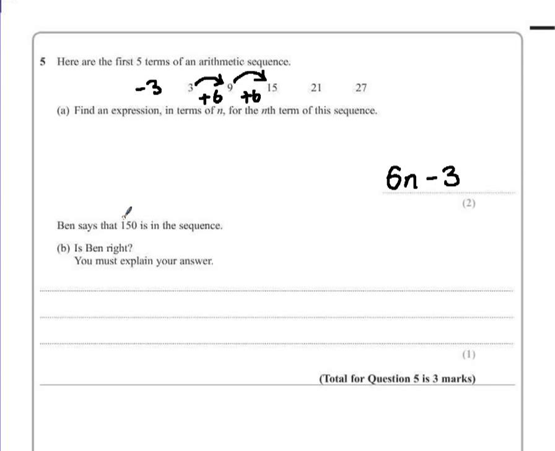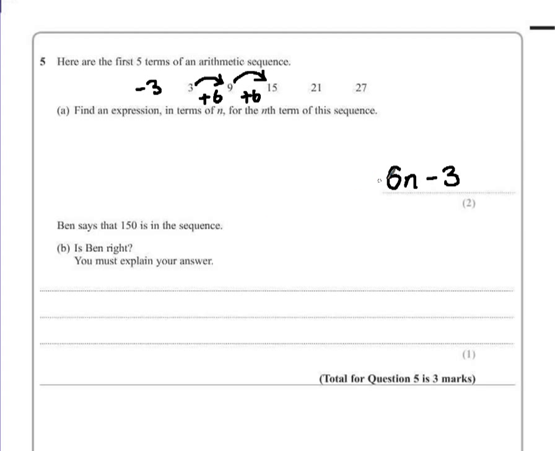Ben says 150 is in this sequence. Is Ben right? You must explain your answer. Well, all the numbers appear to be in the 3 times table, and 150 is in the 3 times table, but that doesn't guarantee that it's definitely there. 15 is in our sequence, and 10 times 15 is 150. That's also another way of showing that it should be in the sequence.